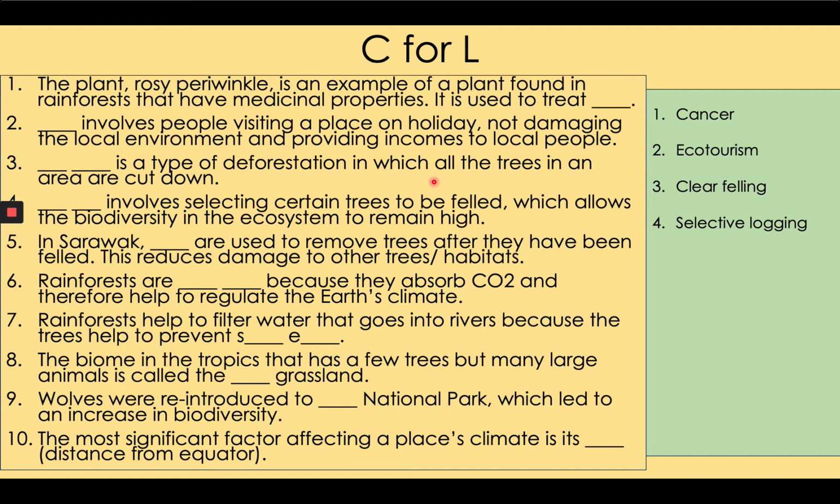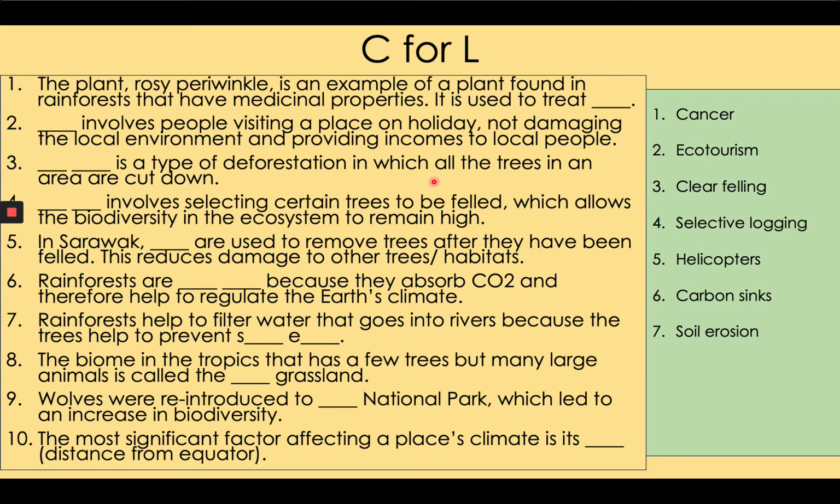5. In Sarawak, helicopters are used to remove trees after they have been felled. This reduces damage to other trees and habitats. 6. Rainforests are carbon sinks because they absorb CO2 and therefore help to regulate the Earth's climate. 7. Rainforests help to filter water that goes into rivers because the trees help to prevent soil erosion.